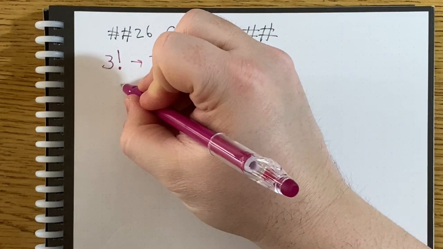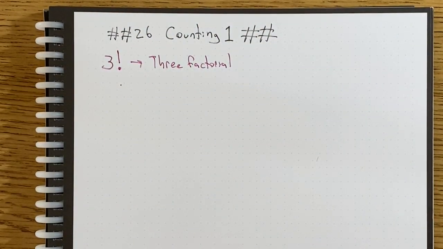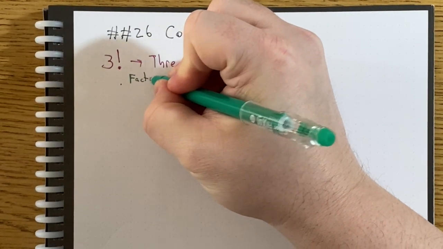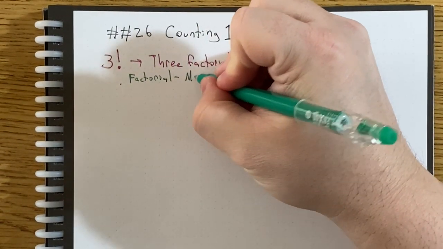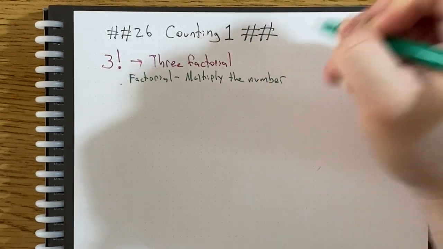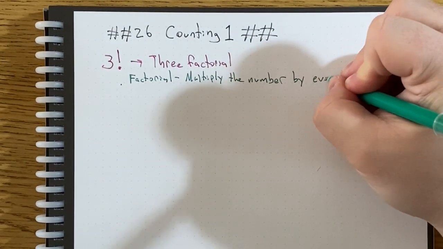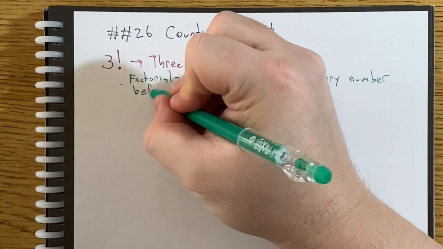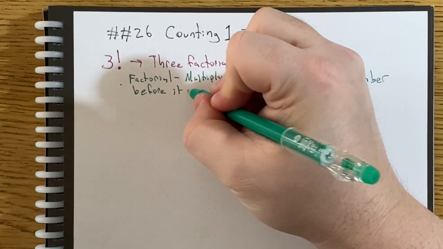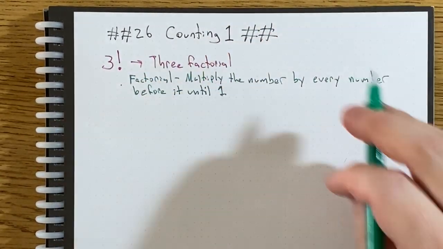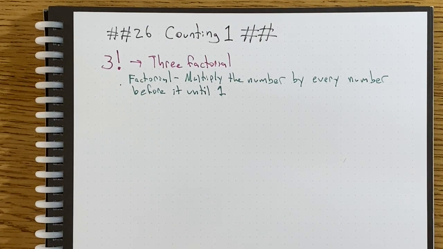What is a factorial? I'm sure somebody asked. Deshina, she asked about it. What a factorial means is you multiply the number by every number before it, until 1. So literally, you're just multiplying.